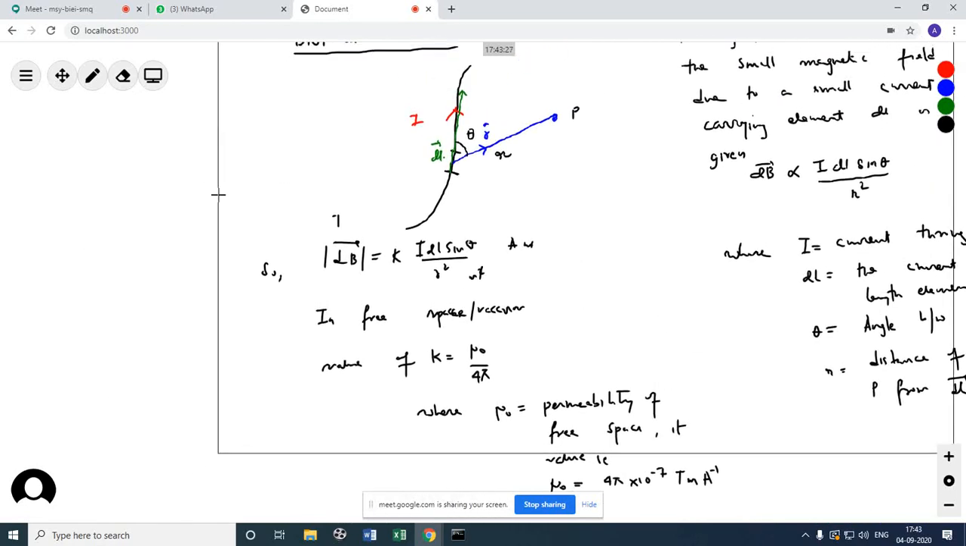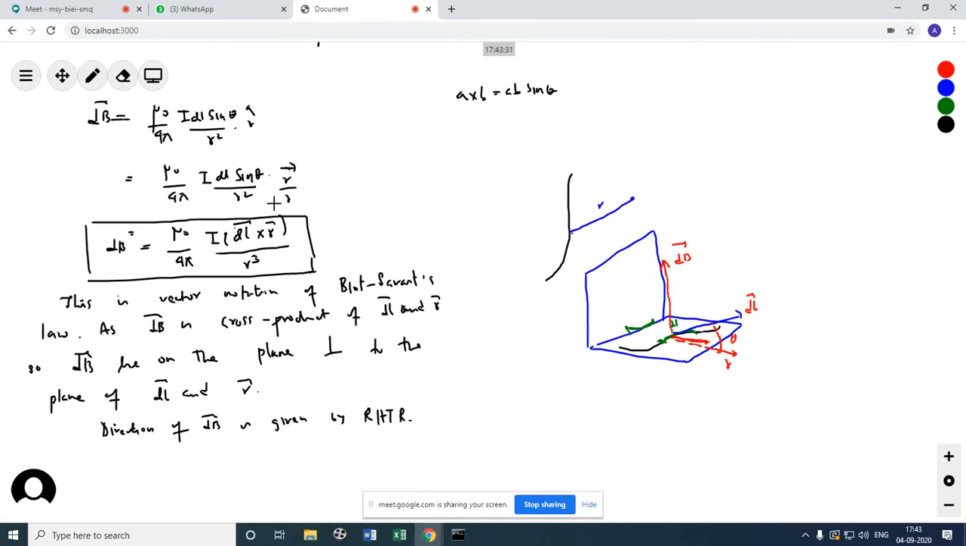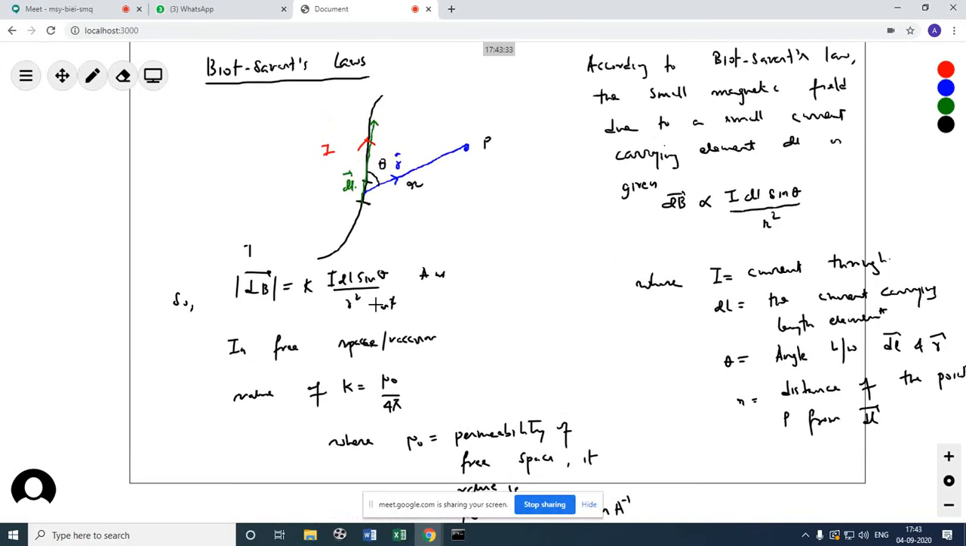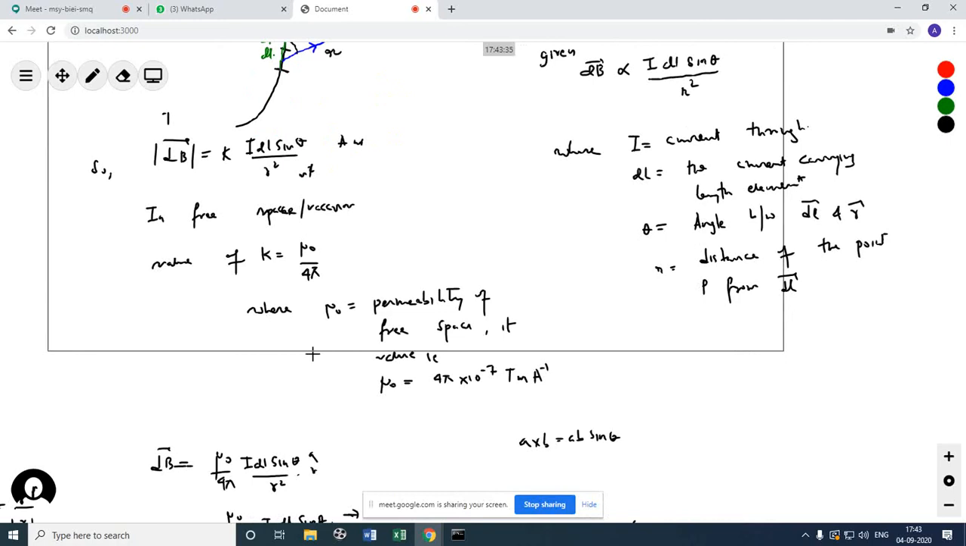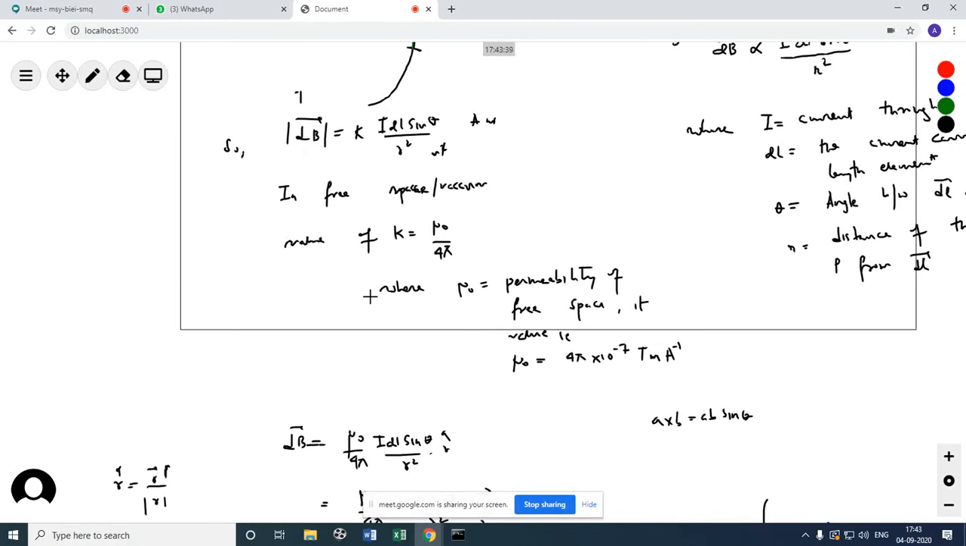So now let me explain what the right hand thumb rule is. We'll see an example. Let us see some examples before we can proceed further. But before that also we need to see what is.